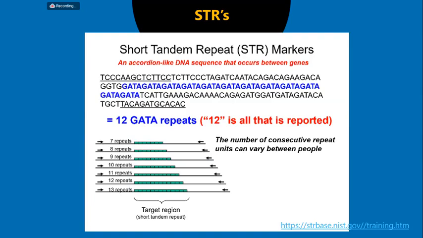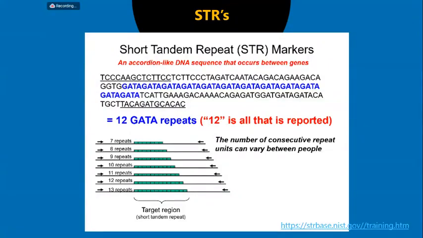So this is a diagram that shows how short tandem repeats kind of work. You can see that the blue sequence, GATA, repeats 12 times in that DNA sequence that's listed at the top. When you get a DNA report, 12 is what will be reported, because that individual has 12 repeats at that location. In the bottom portion of this slide, you can see that the number of repeat units can vary between each individual. And so this is how you will start to see a DNA profile reported if you look at reports. And we'll get into that a little bit more.